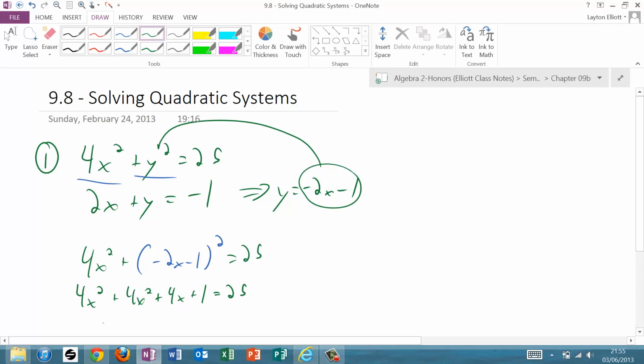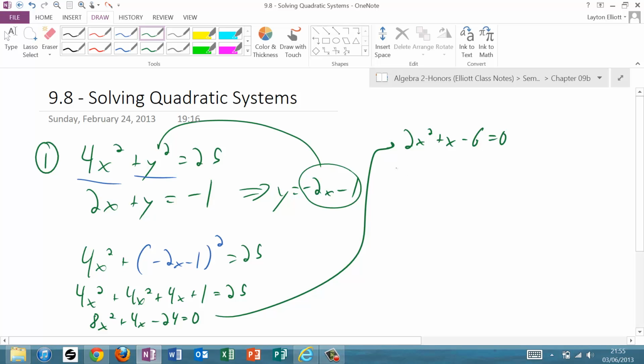That gives me 8x squared plus 4x minus 24 is equal to 0. I'm going to carry this around up here and divide both sides by 4 to get 2x squared plus x minus 6 is equal to 0. That's going to factor into 2x and x. Looks like 3 and 2 with a plus 3 and minus 2. And nope, that's not right. It's got to be minus 3 plus 2. So I get x is equal to positive 3 halves, or x is equal to negative 2.